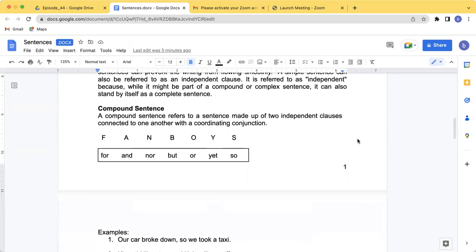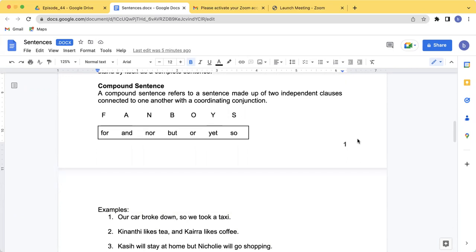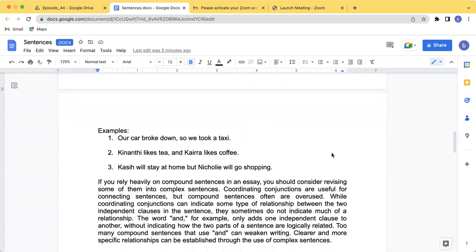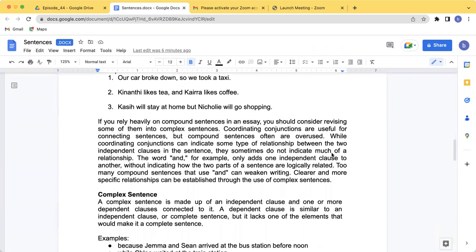Compound sentence. A compound sentence refers to a sentence made up of two independent clauses connected to one another with a coordinating conjunction. We have coordinating conjunctions: FANBOYS; for, and, nor, but, or, yet, so. Examples. Number one, our car broke down, so we took a taxi. Number two, Kinanti likes tea and Kaira likes coffee. Number three, Kasi will stay at home but Nicole will go shopping.